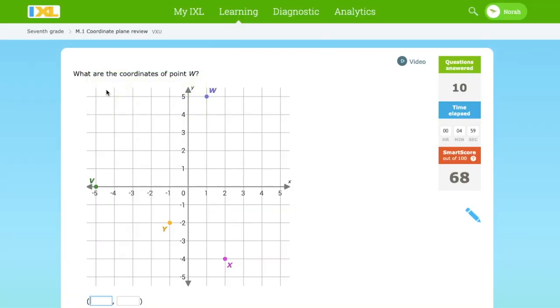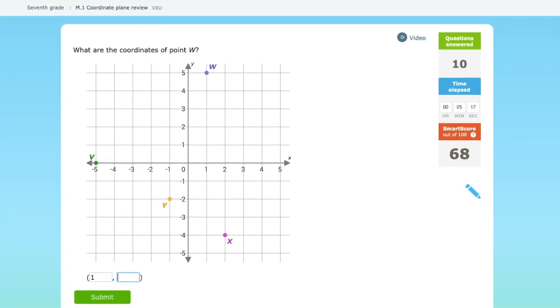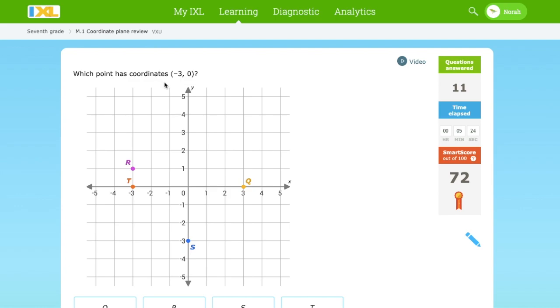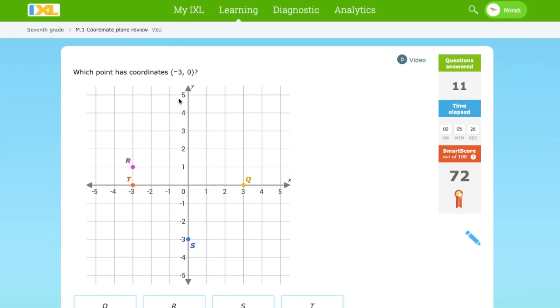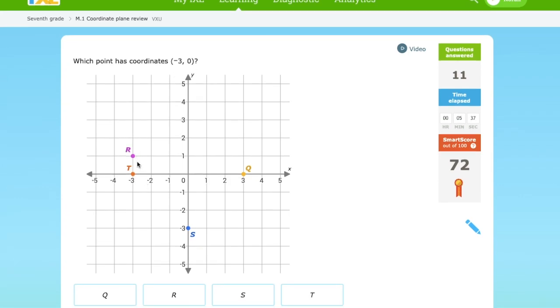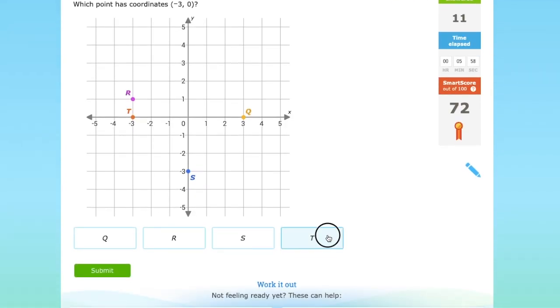Awesome! What are the coordinates of point W? W has 1 on the x-axis and 5 on the y-axis. 1, 5. Which point has coordinates -3, 0? Point R and T have the same x-axis but not the same y-axis. And point T has 0 on the y-axis, so it's T.